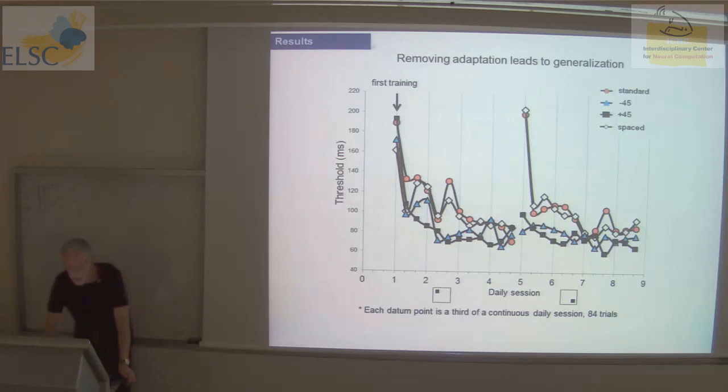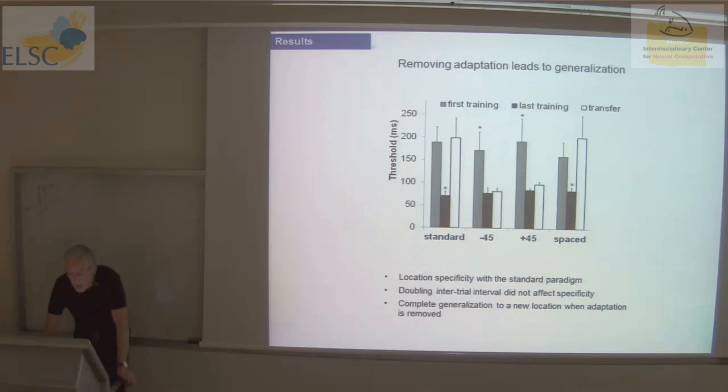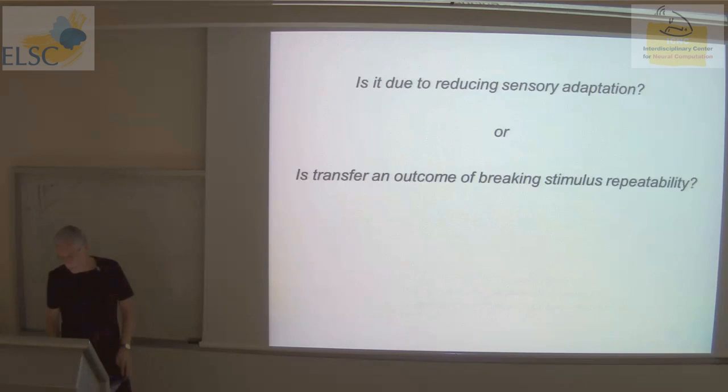Okay, so we summarize the data by looking at the first threshold, the last threshold, training threshold, and the transfer threshold. And then we get these diagrams with standard errors and statistics. The standard method is fully specific. The minus 45 dummy, there is complete transfer. The plus 45 degrees dummy, complete transfer. And doubling the interval with the standard method does not affect transfer, and you get specificity. The double number of tries, right? No, you get twice the number of tries in this plus minus 45 because you get the dummy. Right, but not in the standard with this spacing.